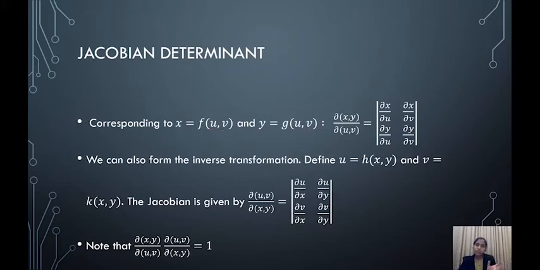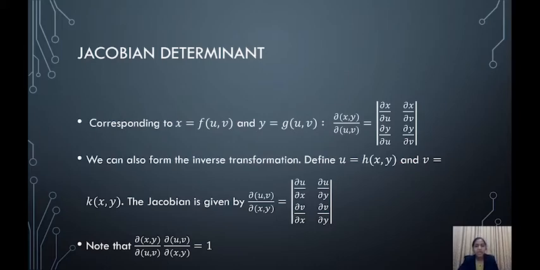So if the transformation is basically a function, x is a function of u and v. If this function is one-one and onto, then its inverse will also exist. Those transformations will be one-one and onto because we are transforming. So we can also form inverse transformations, with u in terms of x and y and v in terms of x and y. In that case, u equals h(x, y) and v equals k(x, y).